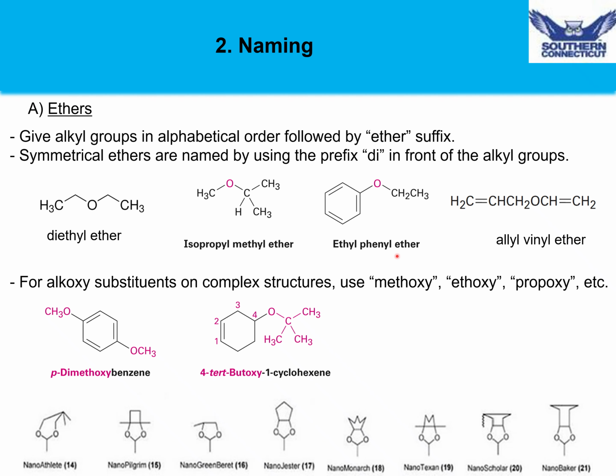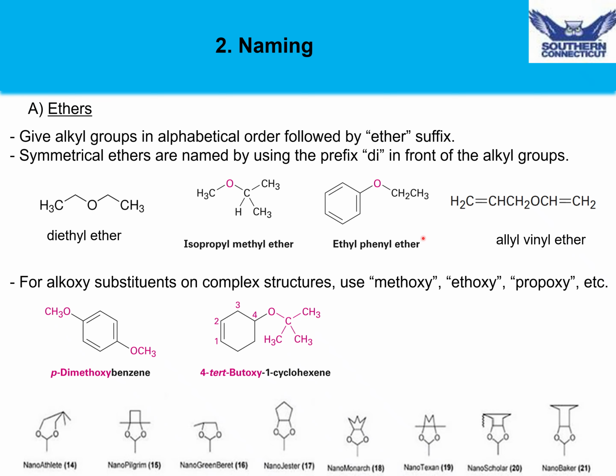In the next example, we have an ethyl group and a phenyl group. If we alphabetize those 2 groups, we have ethyl, phenyl, ether. And then on this last example, we have an allyl group on the left and a vinyl group on the right. If we alphabetize those 2, we have allyl, vinyl, ether.